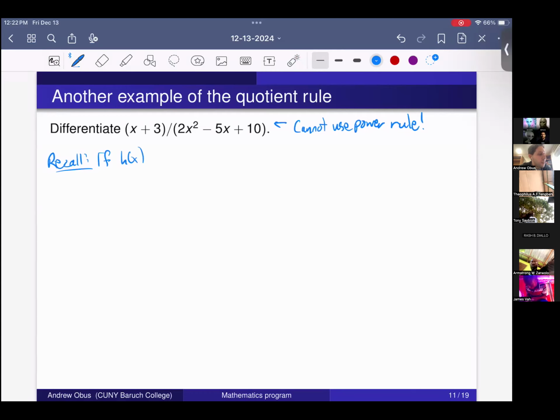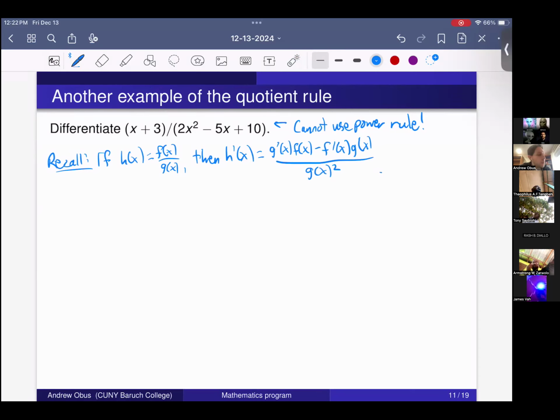I'm just going to recall the formula again. If h of x equals f of x over g of x, then h prime of x is equal to g prime of x f of x minus f prime of x g of x divided by g of x squared. Okay, I'm just repeating the formula. So in this case, we have f of x equal to x plus 3. It's the numerator. g of x equals 2x squared minus 5x plus 10. And this here is the denominator.